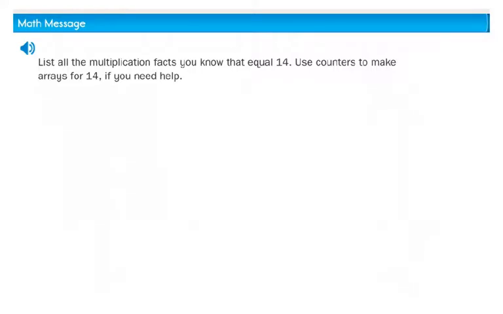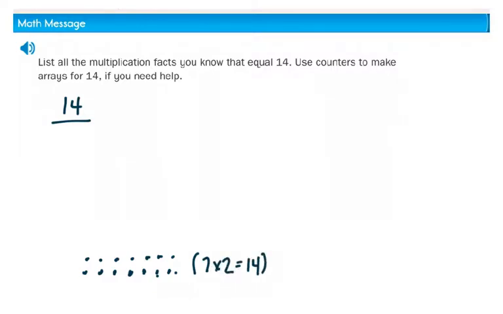So, in order to make 14, an array, remember, is when you take counters or dots and you make the same number of dots in the row and you have equal amounts in each column. So if I did 1, 2, 3, 4, 5, 6, 7 and did 2 rows of 7, that would be an array. And the array would look like 7 times 2 equals 14. 7 in each row, 2 rows, 7 times 2 is 14.